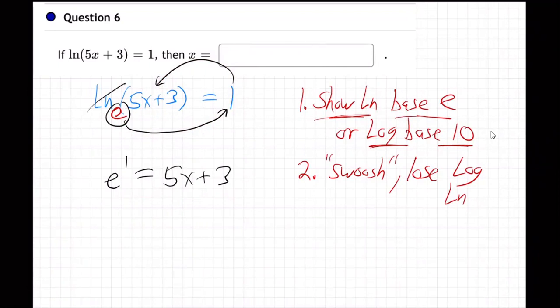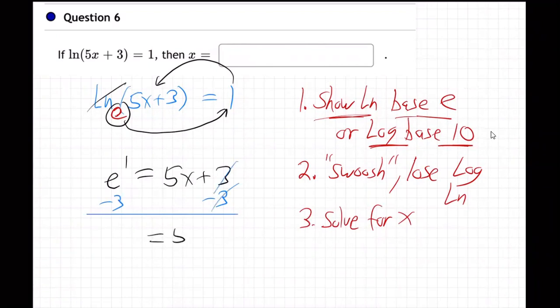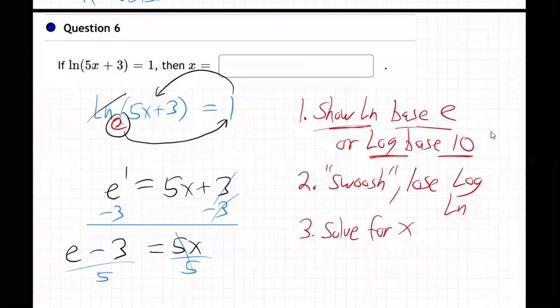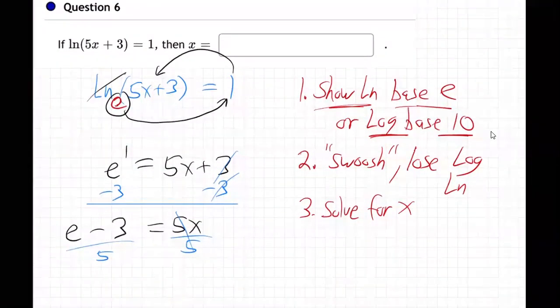And then step 3, solve for x. Let's subtract 3 from both sides. So that's e to the 1, which is just e, minus 3. And then last step, divide by 5. Boom, there it is, x is alone. I assume they want a calculator answer on this, so let's put it in a calculator.